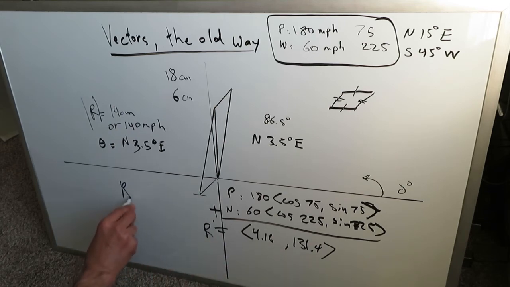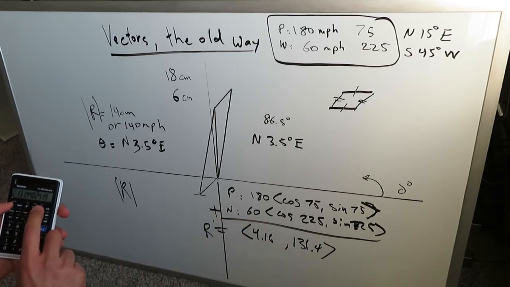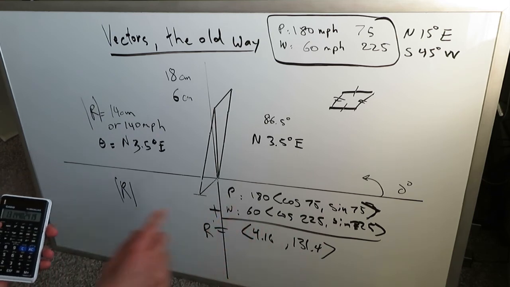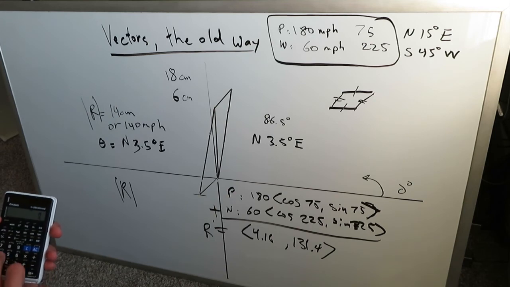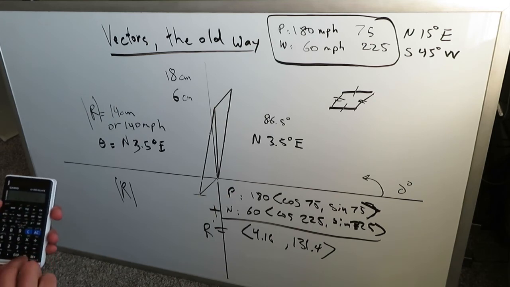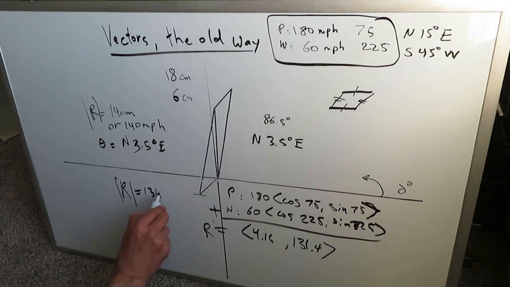But what's my actual resultant magnitude? You've got to square these individual components, sum their squares, and take the square root. I'll present you an answer over here. 4.16 squared plus 131.4 squared, and the square root of that, I'm getting 131.5. Let's see what I'm getting as my angle over here.